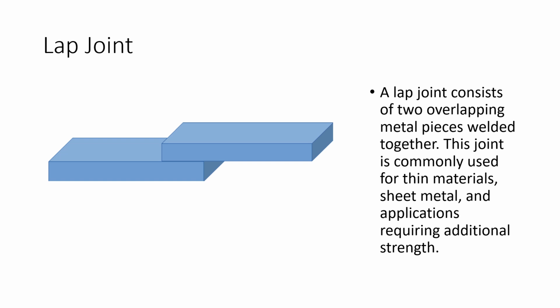Lap joint. This is when we have two overlapping pieces of material and we weld it together. You're going to see this a lot with sheet metal and other thin material type situations. You're not going to see this with like 6-inch pieces of plate or something like that. It's not going to happen.